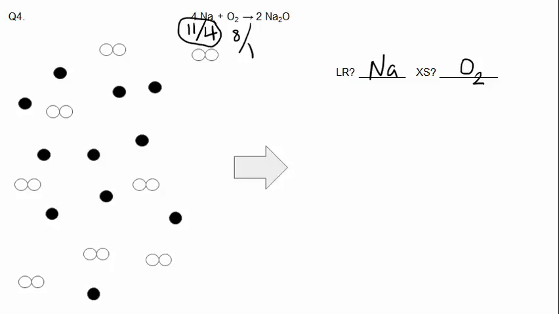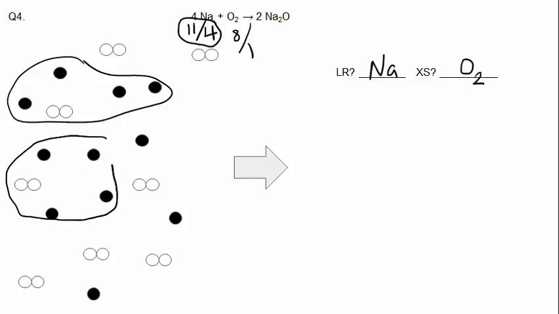Now we're going to do our circling. So it's always 4 Nas for 1 O2. So run the reaction once and twice. And I can't run it anymore because I don't have 4 Nas. The ratio always has to be maintained. So I'm going to run the reaction twice. That means we're going to make 4 Na2Os.